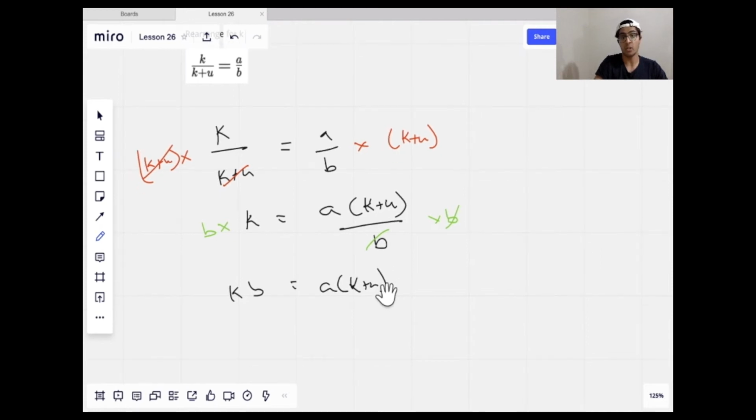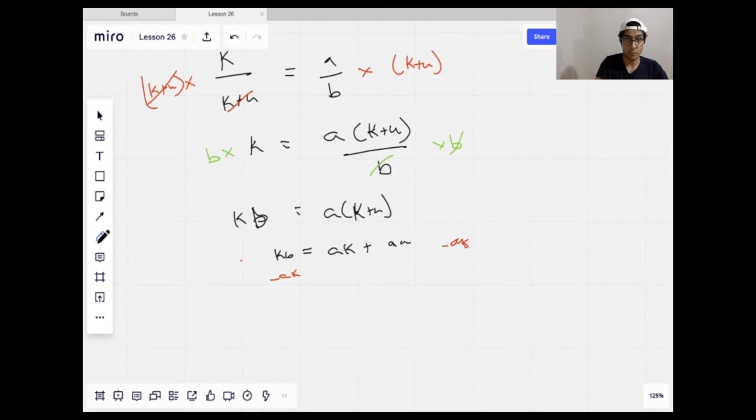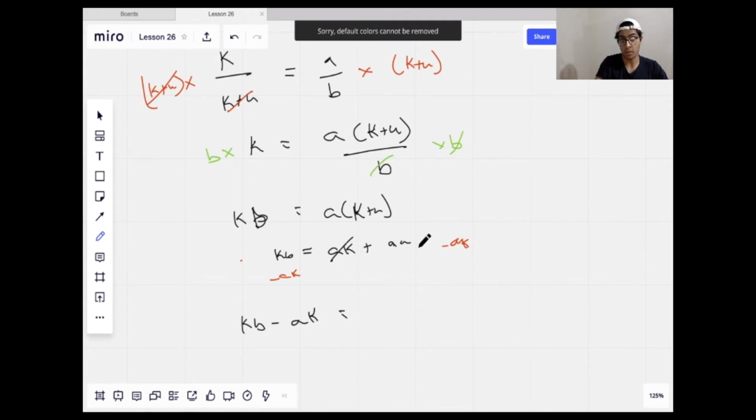And since I want to rearrange in terms of k, I need all the k's on one side, because else if there's a k on the left and a k on the right, then I haven't really got it in terms of k. So I need all the k's on the left hand side. So I've got kb here and ak here. So kb is equal to ak plus au. Let's take the k to the left hand side. So if we minus ak from both sides, on the left we're left with kb minus ak. On the right we have plus here and minus here, so that cancels, which equals au.